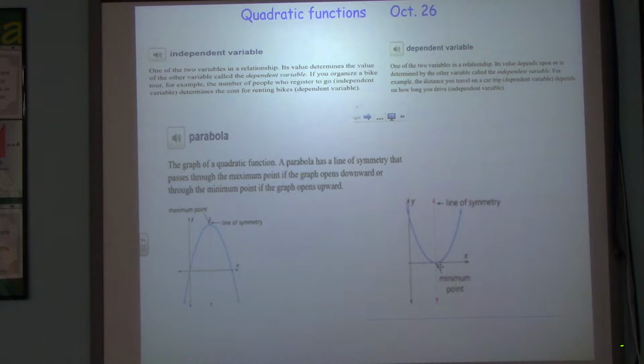Please pause the video at this time and go ahead and get all of this information in your notes, and summarize these two things so that you have a good understanding. When you're done, restart the video.